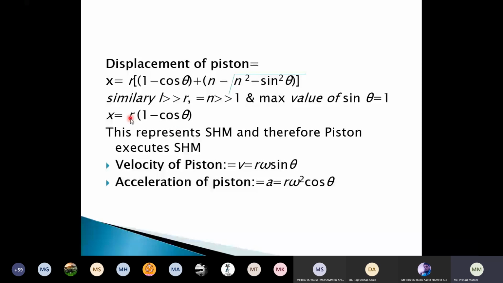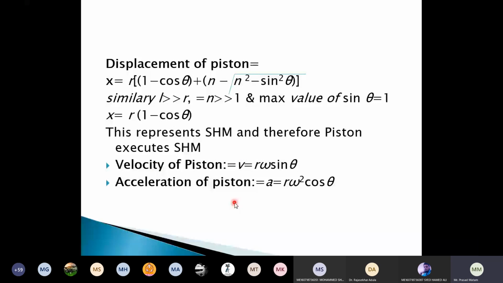Now the velocity of the piston, v is equal to r omega into sin theta. If you differentiate the displacement, we get the velocity. Again, if you differentiate the velocity, we get the acceleration. The video which I tried to show earlier is used to find the x value and the velocity of the piston, and it is the derivation showing how I get this equation, the velocity of the piston, and the acceleration of the piston.